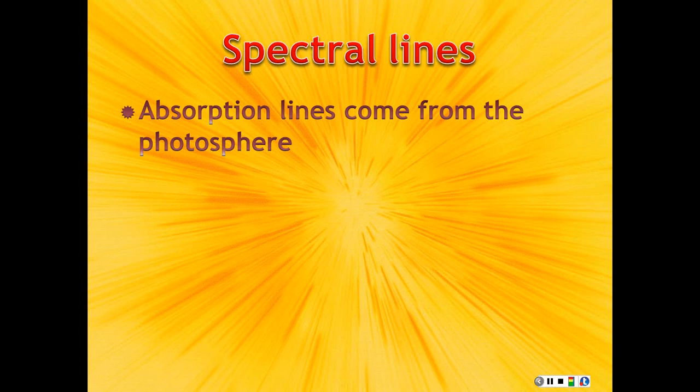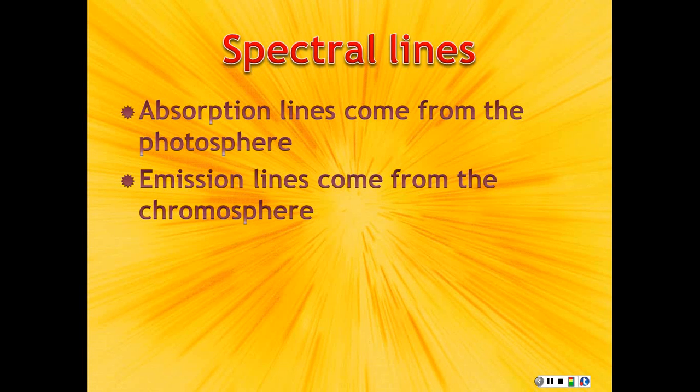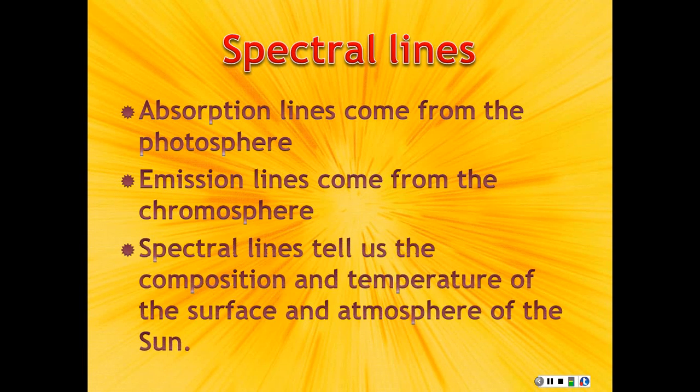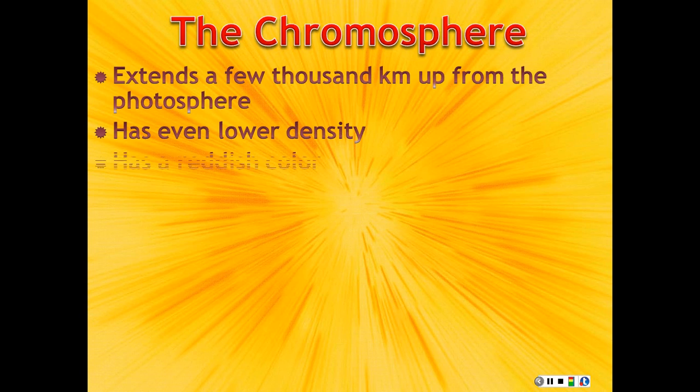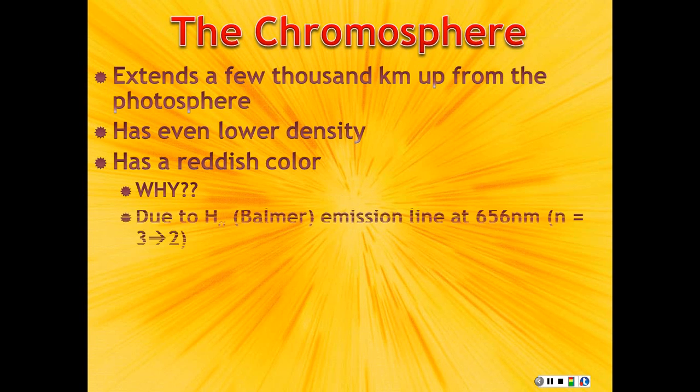But the absorption lines come from the photosphere, but there are also emission lines on top of that, and they come from the atmosphere, and the lower atmosphere is called the chromosphere. And this term chromo comes from color, and we'll see that the coloring has to do with the hydrogen atoms that are in there. So we have the chromosphere. It extends a few thousand kilometers up. It has even lower density than the photosphere, and it's reddish.